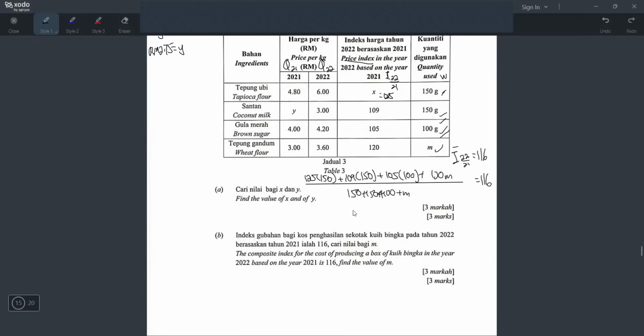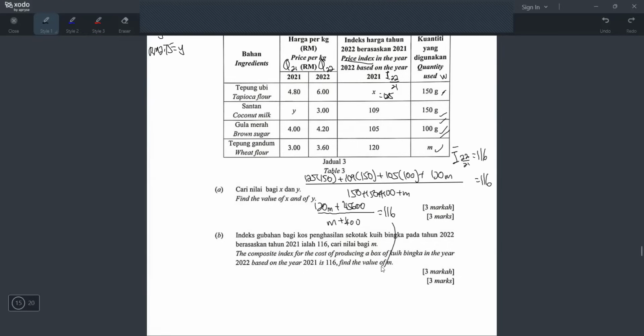Okay, now we will do the bottom first. Right, so the bottom is M, 150 plus 150 is 300 plus 100 is 400. And then how do we do the top? Okay, the 120 M is the only one with M, so we leave it. And then these three we add together. So use calculator. 125 times 150 plus 109 times 150 plus 105 times 100, my calculator gives me 45600. So write it down, and then the whole thing equals to 116.